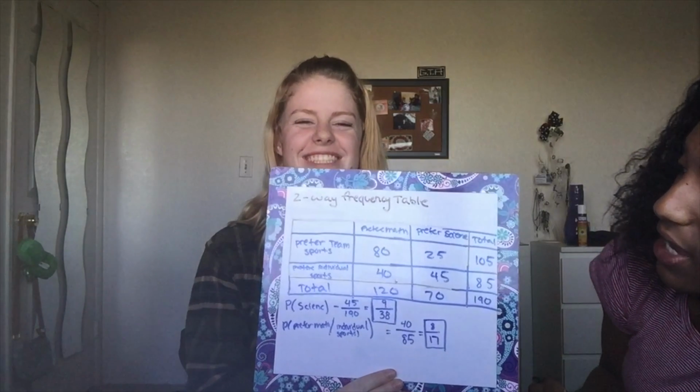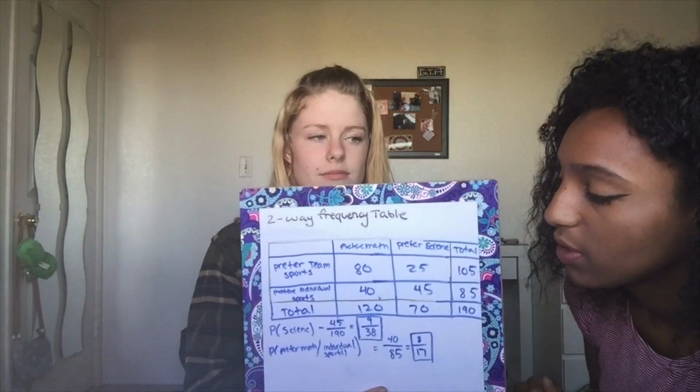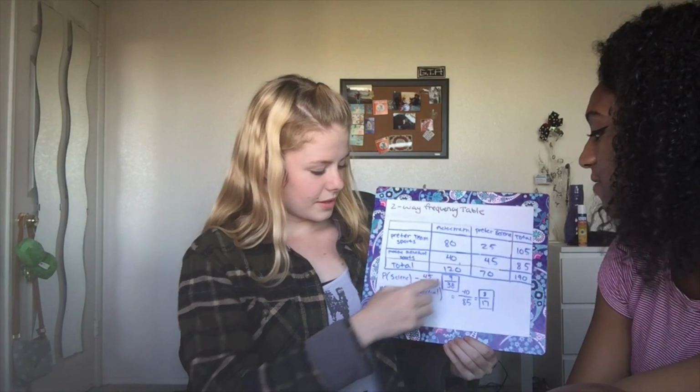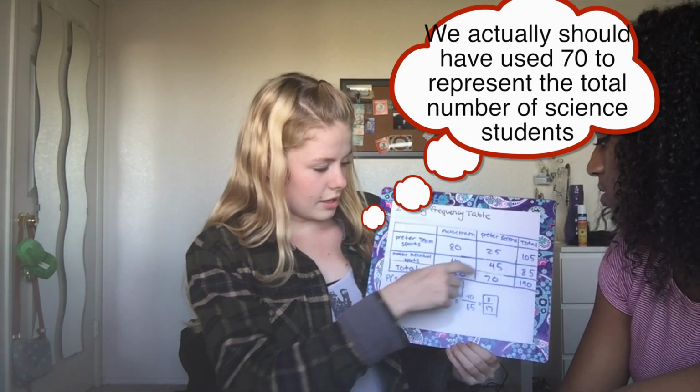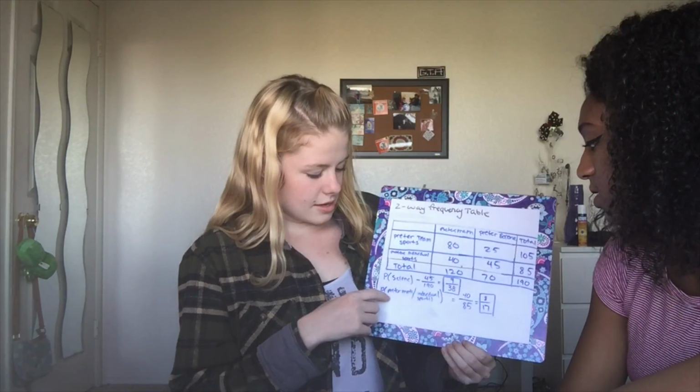Hi, so we're going to look at 2-way frequency tables. In this frequency table we have the data of kids who prefer math and who prefer science, and who prefer team sports and who prefer individual sports. We can use all of this data to help us find different probabilities for various outcomes. So example A, would you like to explain? Yes, so we're going to use this table to find various outcomes, and for this one we're going to have science. The probability of science students: you go right here, and then you use 45 out of 190, which is all of the students right here. Then you just do the same thing for the other one.